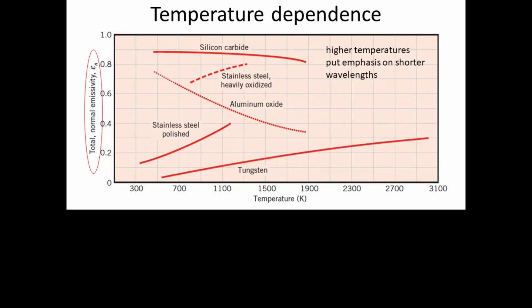Now this is total normal emissivity. So now it's not spectral anymore. I integrate over all the lambda, and here I have temperature. And now guess what? I just told you it didn't depend on temperature, and now I'm showing you curves that say how stainless steel is changing with temperature. Who can tell me what's going on? I'll give you a hint, I did not lie.